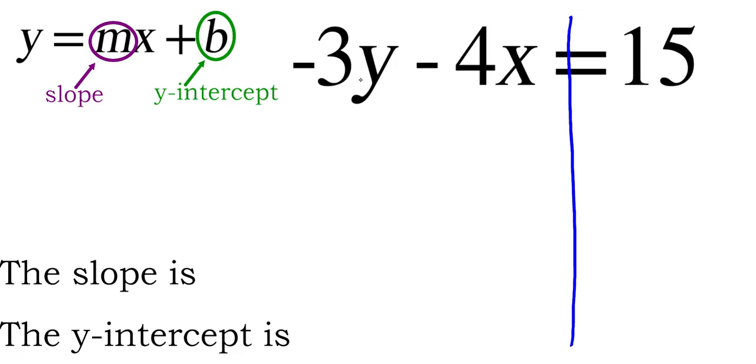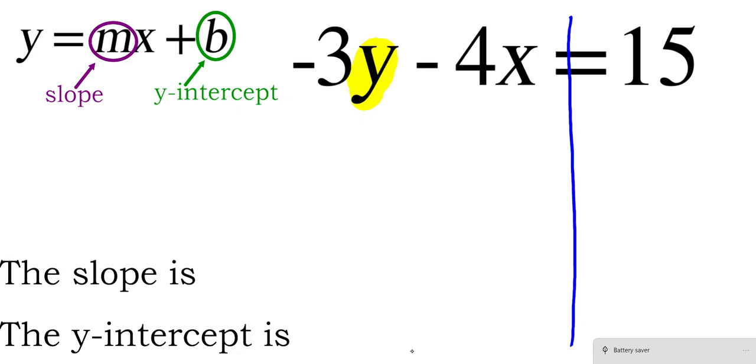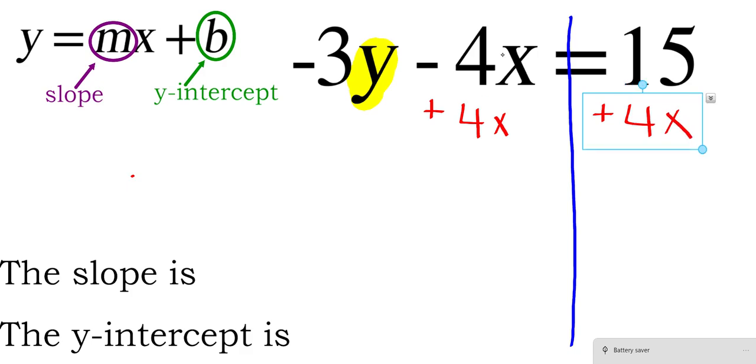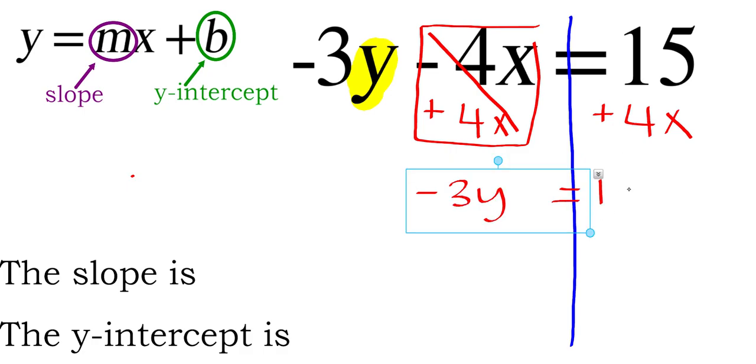Then I can identify where the variable y is. I can see the variable y right here. Everything except for y has to move to the other side. So I see a -4x. I'm going to move that to the other side by doing the opposite of -4x, which is to add 4x. What I do to one side, I'm going to do to the other, so I'm going to add 4x to the right side as well. The -4x and the +4x give you 0, and they cancel out on the left side, leaving just -3y equals, and then on the right side, I have 15 plus 4x.